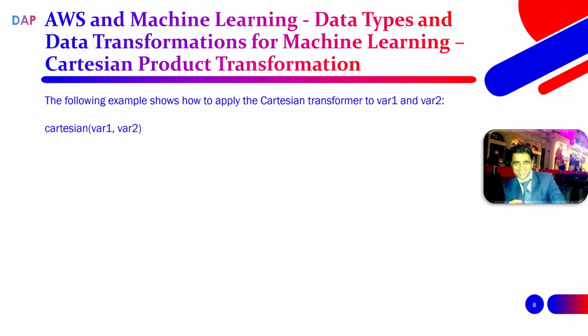Now, the following example shows you how to apply a Cartesian transformer to variables var1 and var2. Simply write Cartesian and then in brackets var1 comma var2, and that's it.